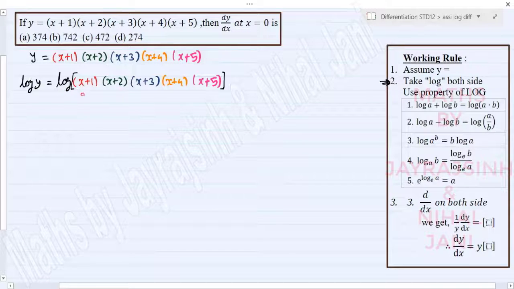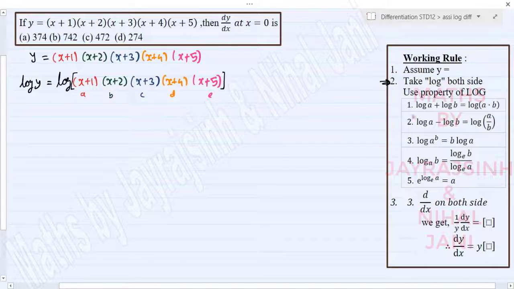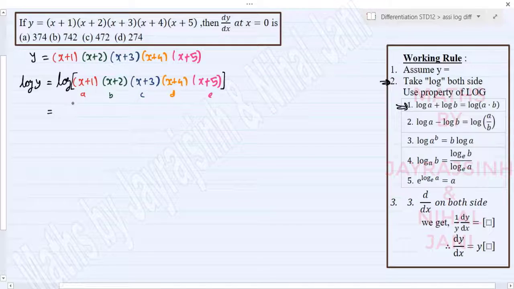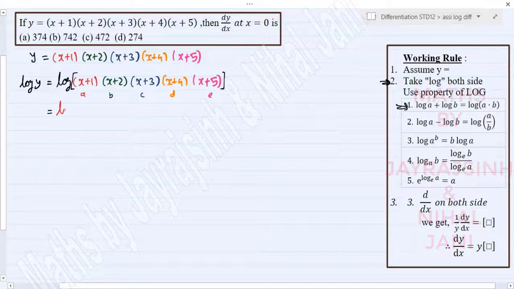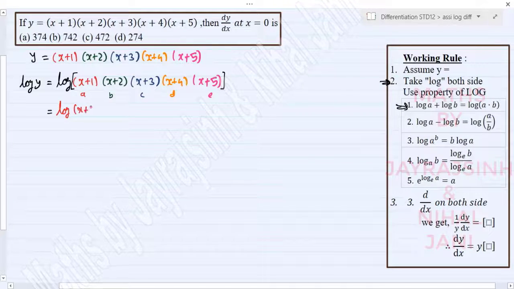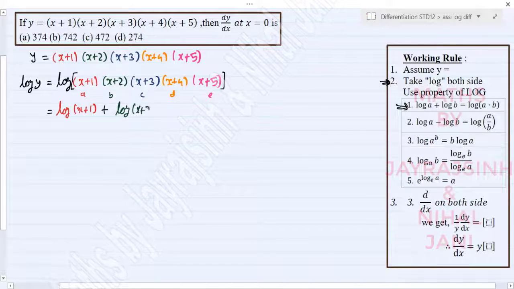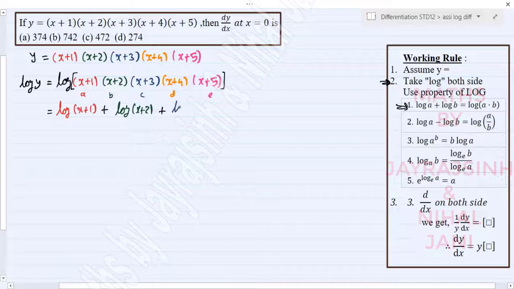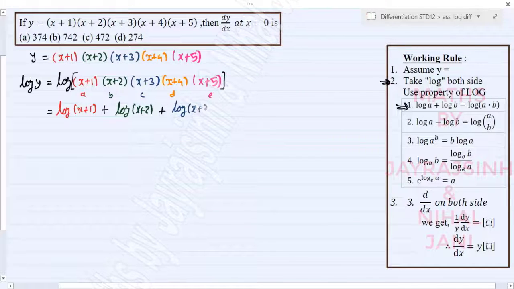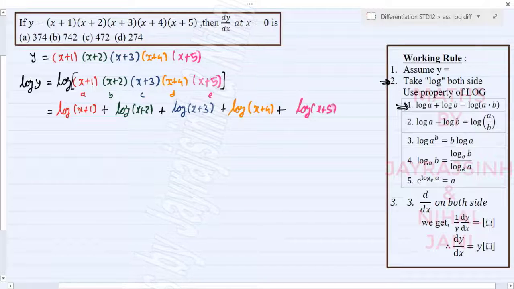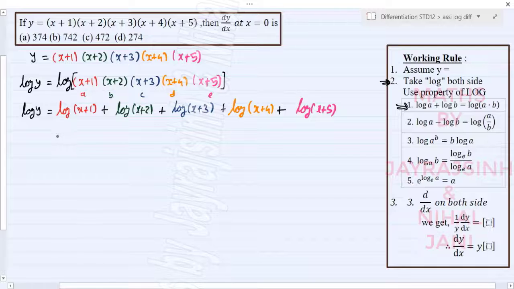On right hand side we have log a into b into c into d into e, right? So let's apply first property to simplify the right hand side. So we will get log a, or we can say log x plus 1, plus log b, which is log x plus 2, plus log c, which is log x plus 3, plus log d and e. So here we get the simplest form.